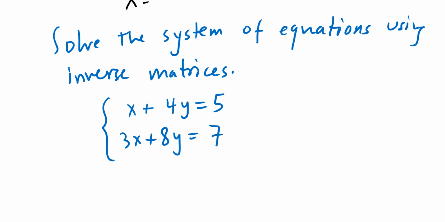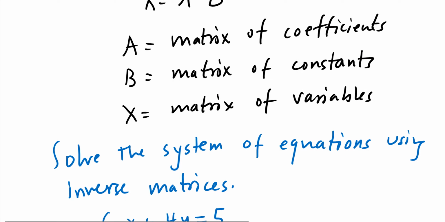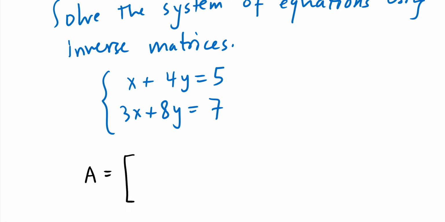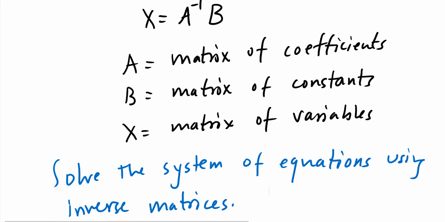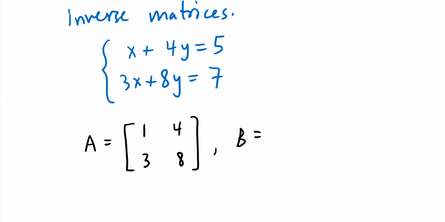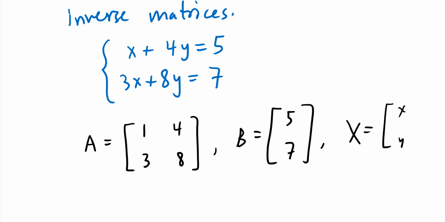So what are the matrices here? A, B, and X. What are they? So remember, we define matrix A as the matrix of coefficients. So what are the coefficients here? For x we have 1, 3. For y it's 4, 8. The next matrix, B, is the matrix of constants. So B is the constants, the 5, 7. And X is the variables, so the matrix for the variables, x and y.